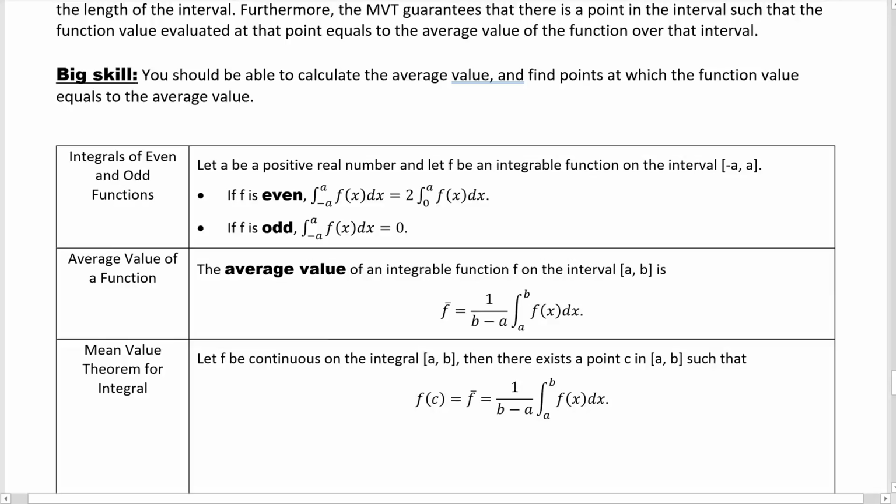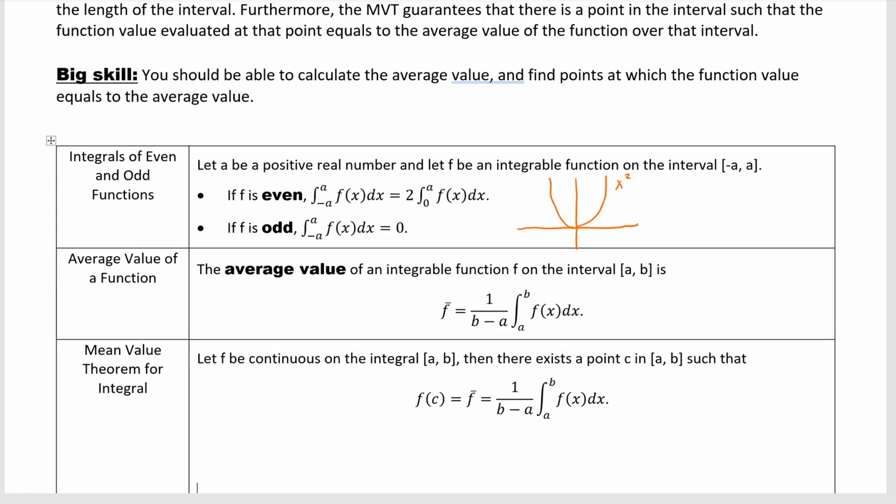So let a be a positive real number and let f be an integrable function on the interval from minus a to a. If f is even, so what happened? Let's see. Can you give me an example of an even function? Well, x squared, right? Okay, x squared looks like that. This is x squared, so this is an even function.